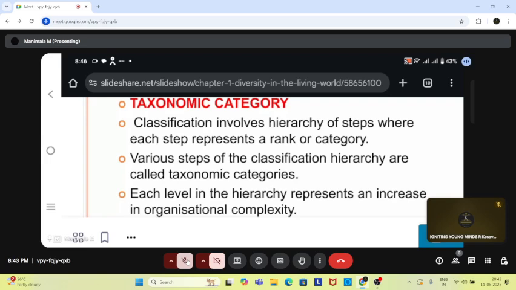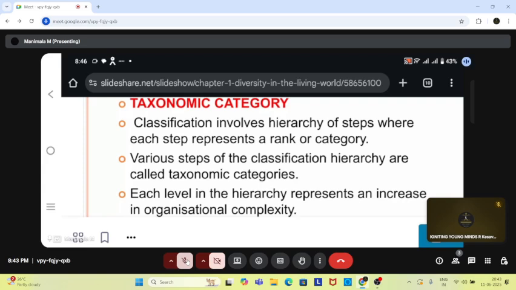And the next one is taxonomic categories. So what are taxonomic categories? It is a hierarchy of steps. Based on the hierarchy, the steps are arranged. For example, in a home, our father is in the first position, after that mother, after that the elder one, after that the youngest one. This is the way it is arranged.